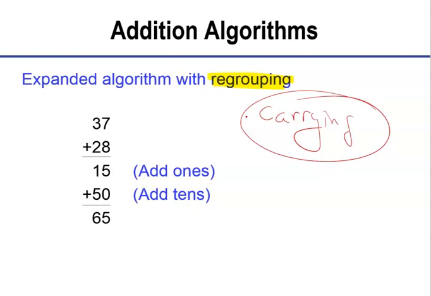So here's what we're saying. 7 plus 8 in the expanded algorithm is 15. You could just write down 15. Then you add your 30 plus your 20 is 50. And then you're allowed to add your 15 and your 50. And notice how your place values line up. And that gives you 65. That's the expanded algorithm. Makes it very clear what's happening when you add.